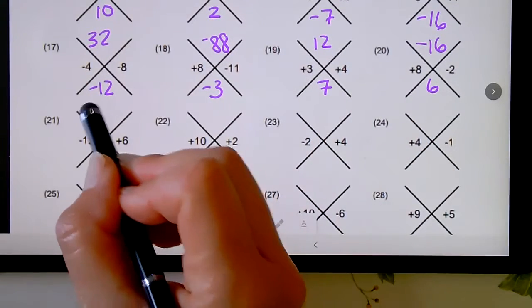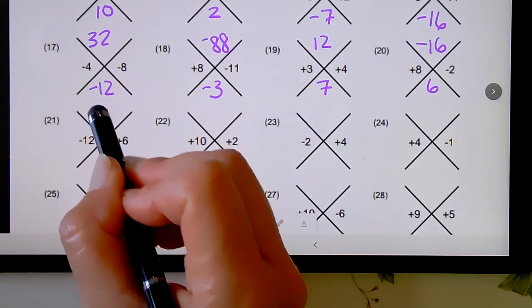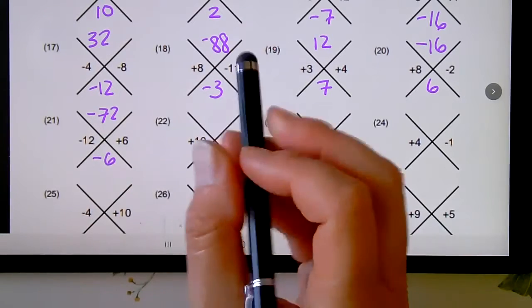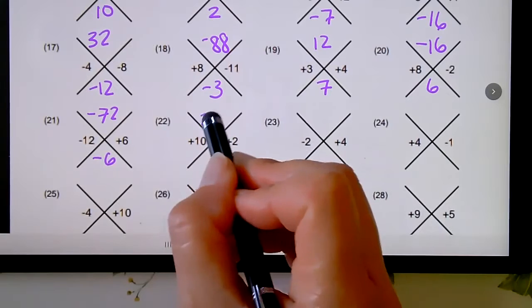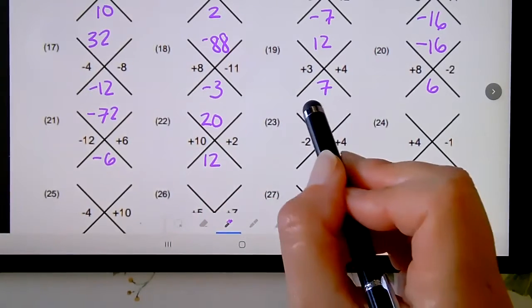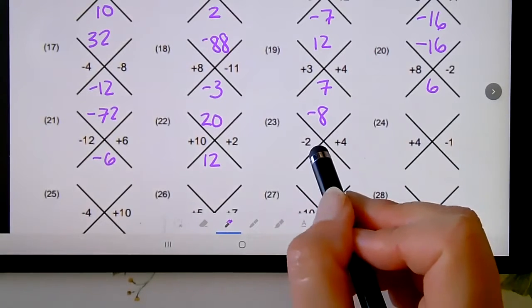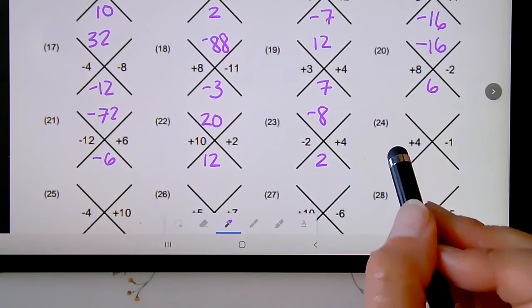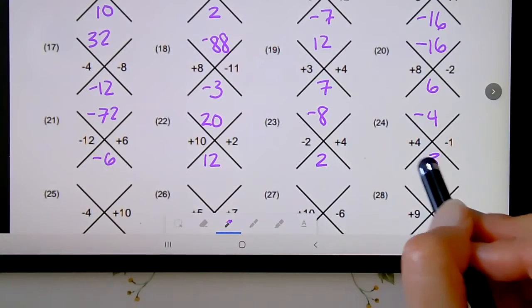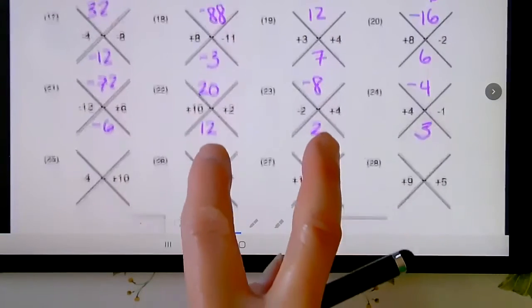-12 and 6, multiply to -72 and add to -6. 10 and 2, multiply to 20 and add to 12. -2 and 4, multiply to -8, add to 2. 4 and -1, multiply to -4 and add to +3.